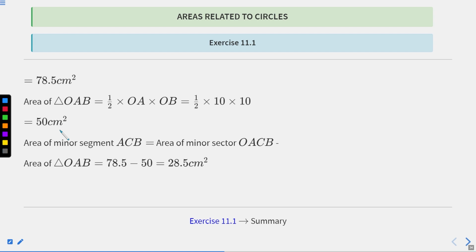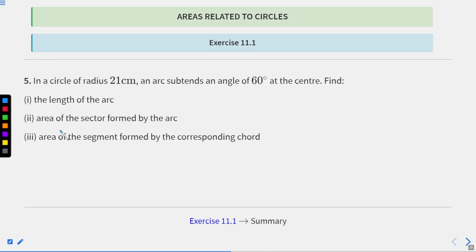And now let us move to the next question. In this question, we have a circle of radius 21 centimeter and an arc subtends an angle of 60 degree at the center. We need to find the length of the arc, the area of the sector formed by the arc, and the area of the segment formed by the corresponding chord.